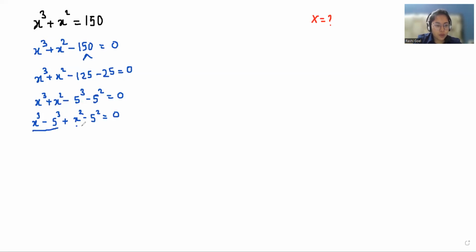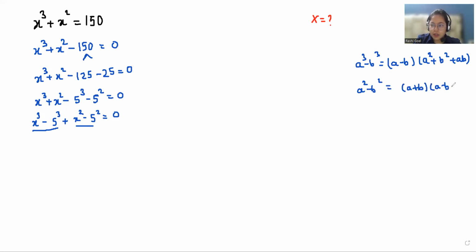Now here I'm going to use two identities. First is a cube minus b cube, that is (a minus b)(a square plus b square plus ab), and the second one is a square minus b square, that is (a plus b)(a minus b). So first I'm going to use this identity, so I can write it as (x minus 5)(x square plus 5 square, that is 25, plus 5x), plus the second identity, (x plus 5)(x minus 5), is equal to 0.